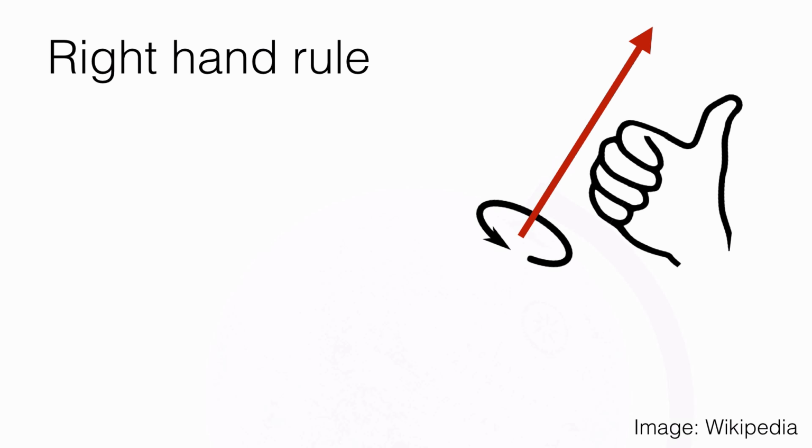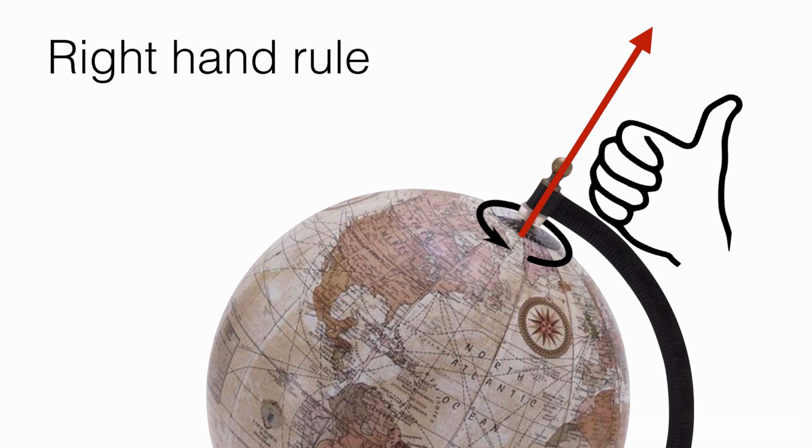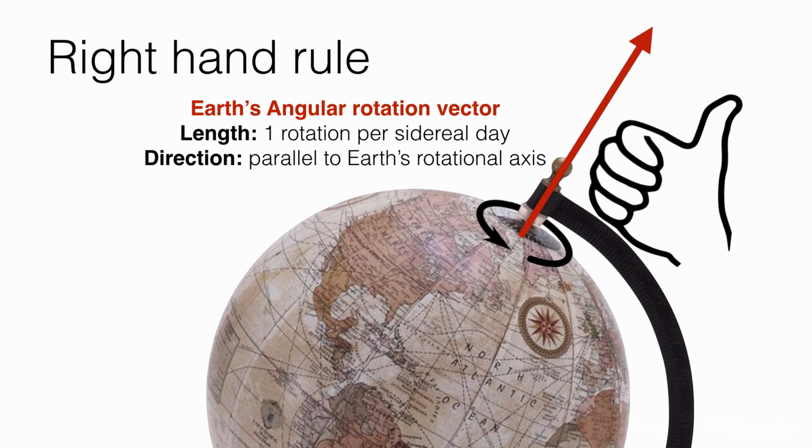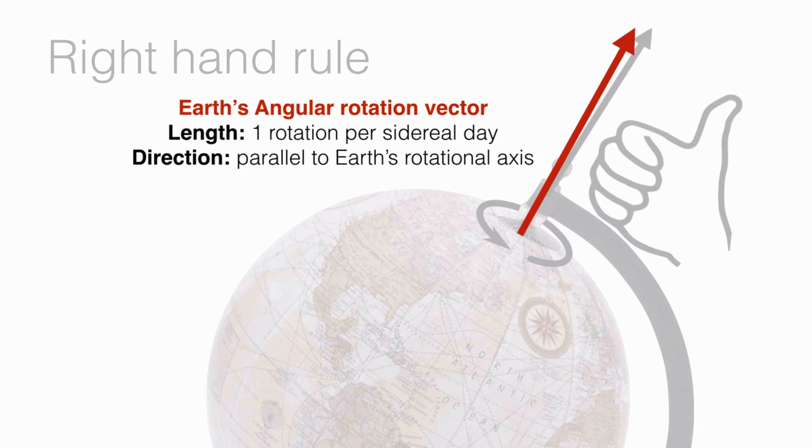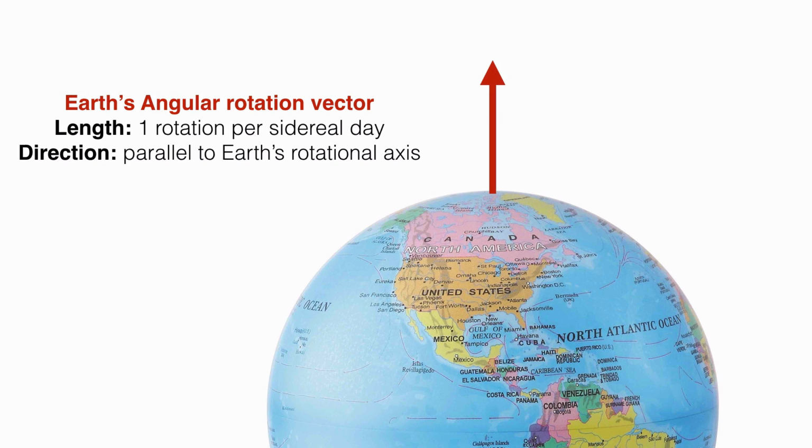So for angular velocity, when the fingers are curling around in the direction of the rotation, such as the globe rotating to the east, the thumb will point in the direction of the angular rotation vector, or the angular velocity vector. All right. Now, what's the length of that vector? That's going to be 1 rotation per sidereal day. And the direction is parallel to the Earth's rotational axis. So let's reorient the globe a little bit. So there's our angular velocity vector.